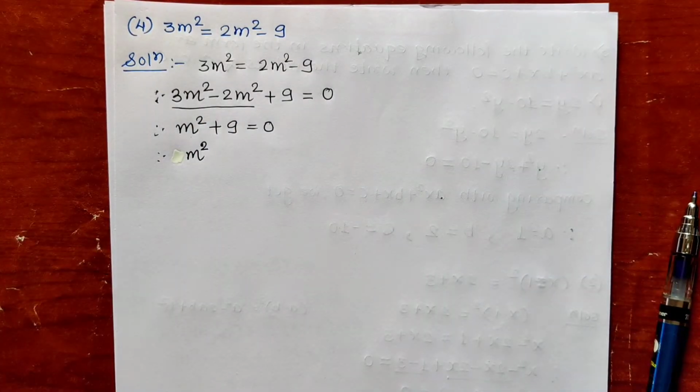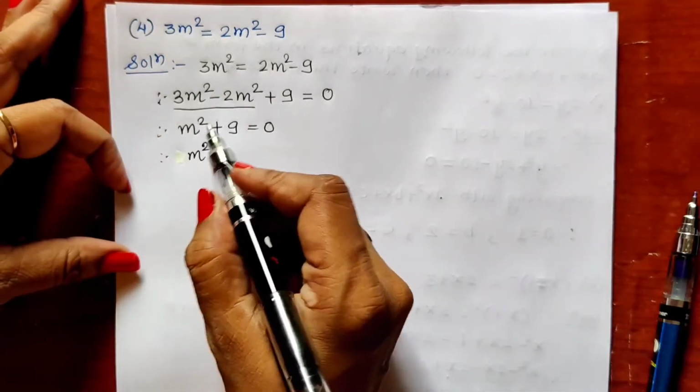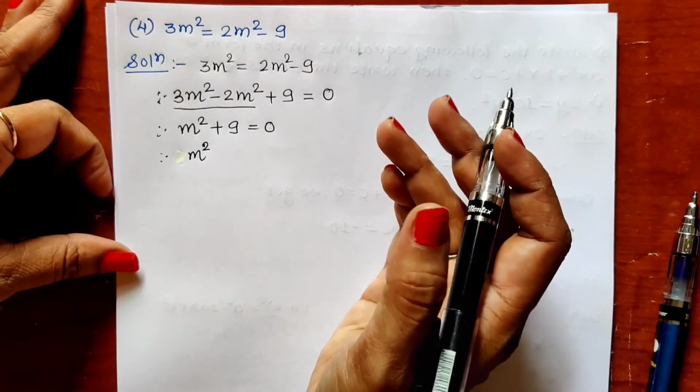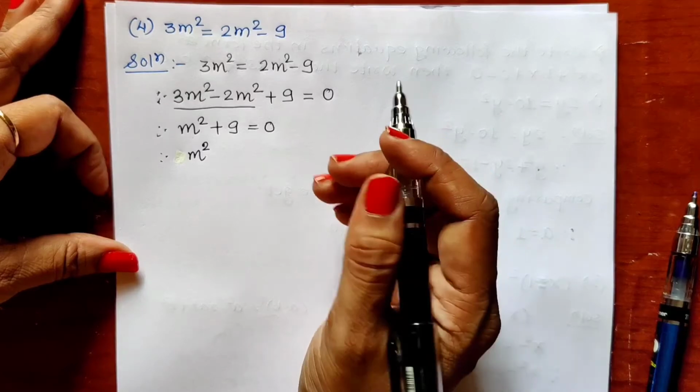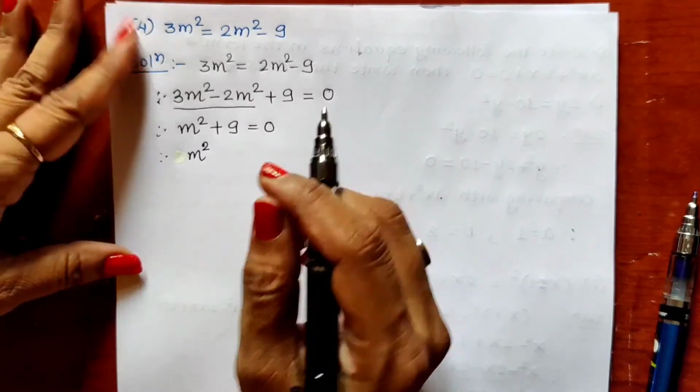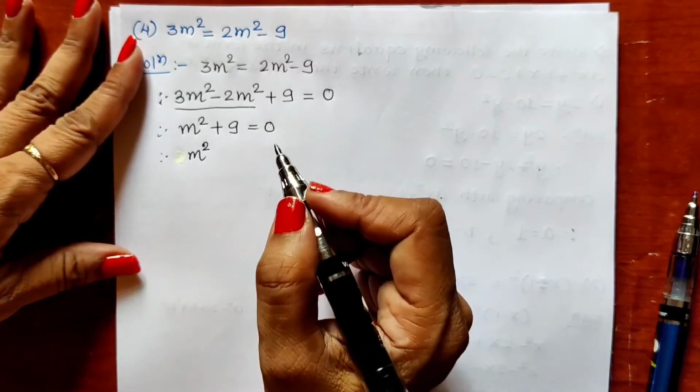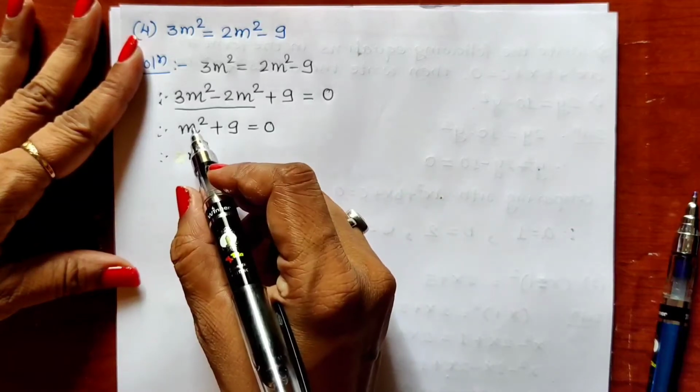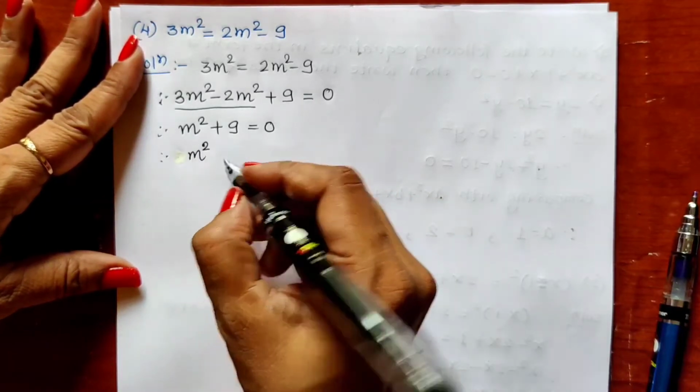M square term is there. If the square term is not there, then this will not be a quadratic equation. For a quadratic equation, the square term should be there. Maximum index should be 2. So this is already there, so m square we write as it is.